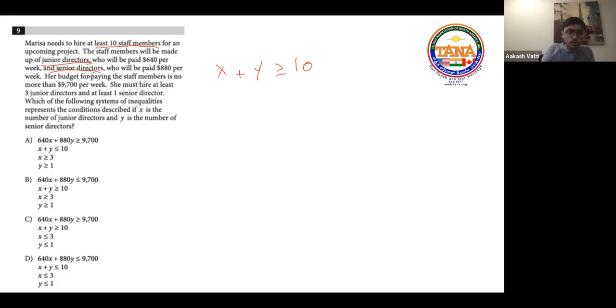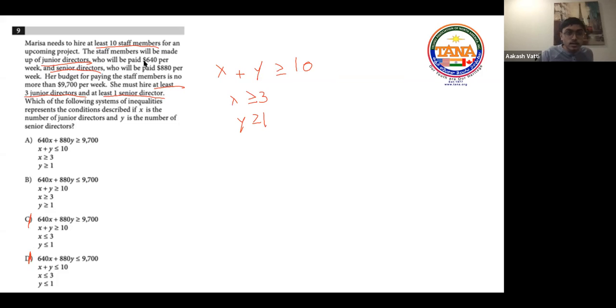And you also know that she must hire at least 3 junior directors. Therefore, X, which is our junior directors, has to be greater than or equal to 3. And we need at least 1 senior director. Therefore, Y has to be greater than or equal to 1. And with that, you can cancel out C and you can cancel out D.